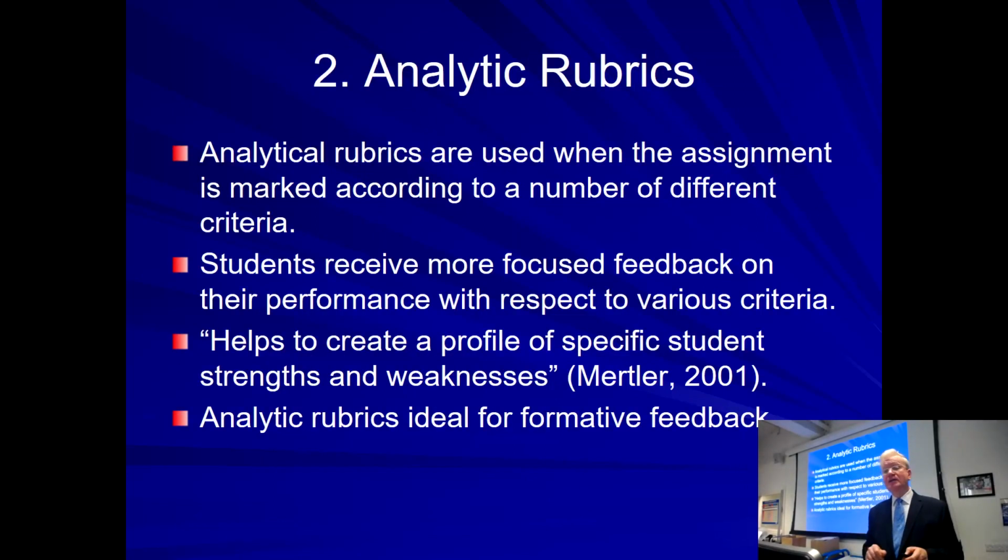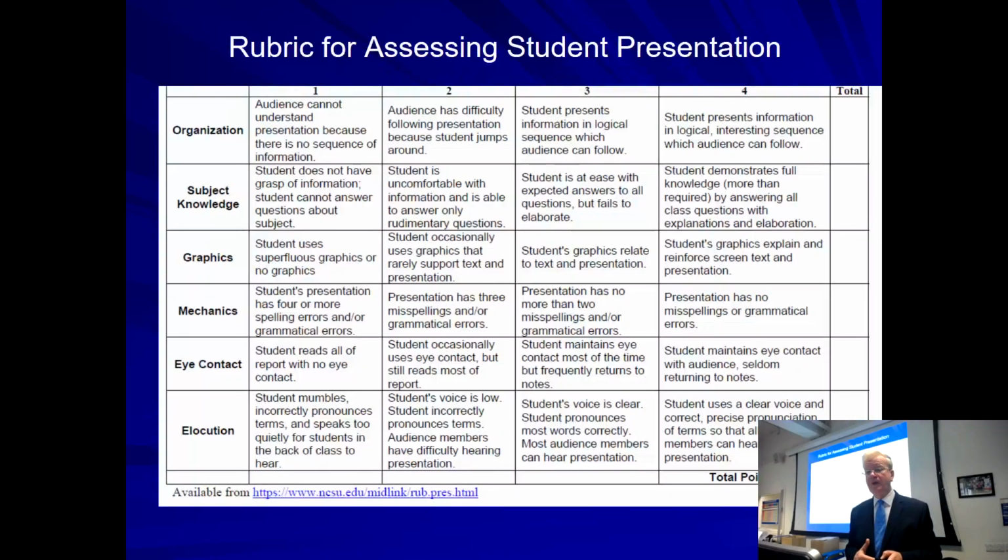Now, I want to concentrate mainly on analytic rubrics, because I find these are the ones I use myself, and I find them to be most helpful to students. They are a big improvement, I see, on the holistic type of rubric. This is where you have different criteria and you're giving more focused feedback to the students. So you're talking about the strengths and the weaknesses of the students, and you're pointing them out to them. So these are particularly good for formative feedback.